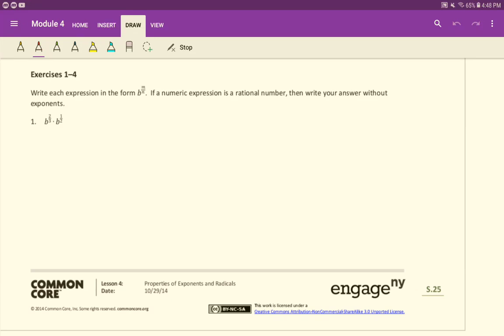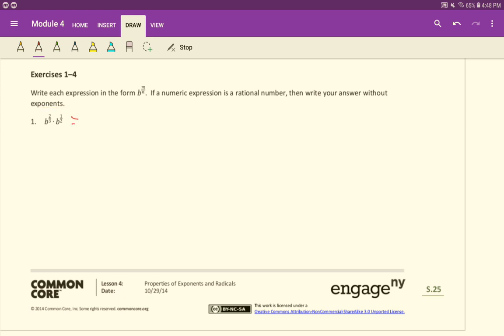Welcome back. We're going to continue our look at the exponents and radicals properties, moving back and forth between writing things in exponential form and writing things in radical form. In exercises 1 through 4 here, we are asked to write each expression in the form b to the m over n for a final answer. If a numeric expression is a rational number, then write your answer without exponents.